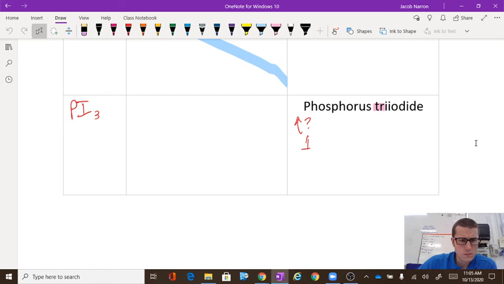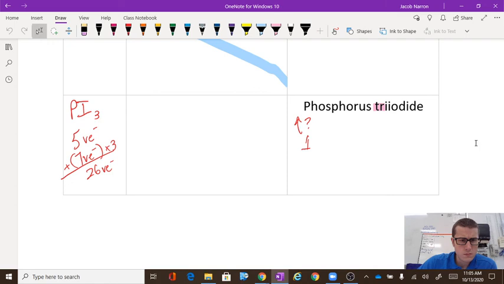Now we got to do our Lewis structure. Same as before. I know you guys are tired of doing it, but this is good practice. Repetition helps with things like this. Phosphorus is in group 15, so it's going to get 5 valence electrons. Iodine is in group 17, so it gets 7 valence electrons, and there are 3 of them. We add all this up, we get 26 valence electrons to deal with.